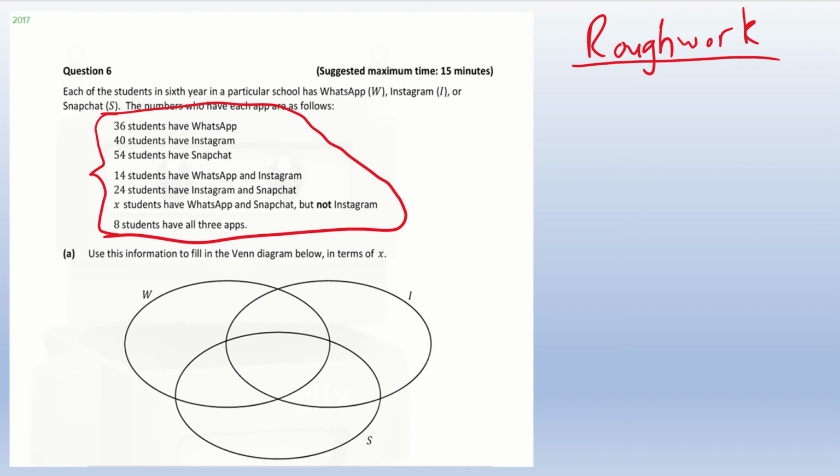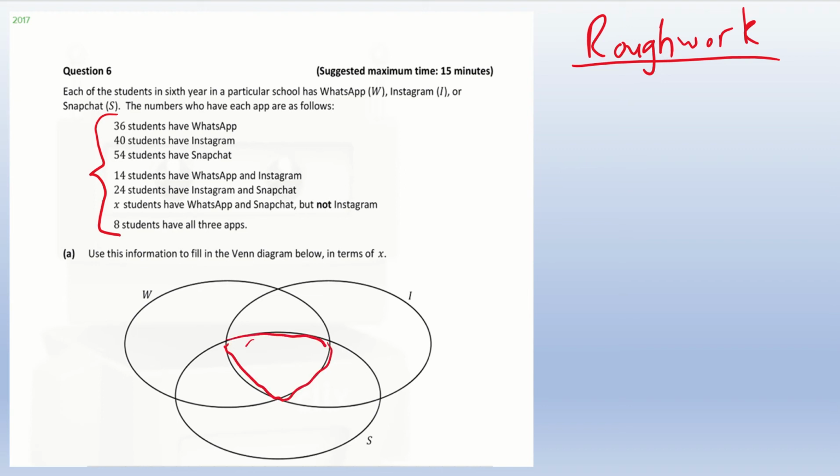So the main thing to be aware of before you start a question like this is not to jump in straight away with the first piece of information that you see. Usually when you're given a question, you start with the first piece of information and you work your way down. But in Venn diagrams, if you do that, you may end up in trouble. The best place to start filling in your Venn diagram is the very, very middle.